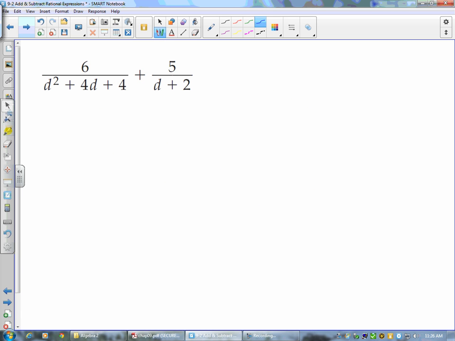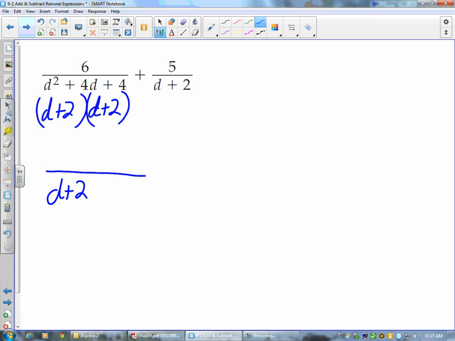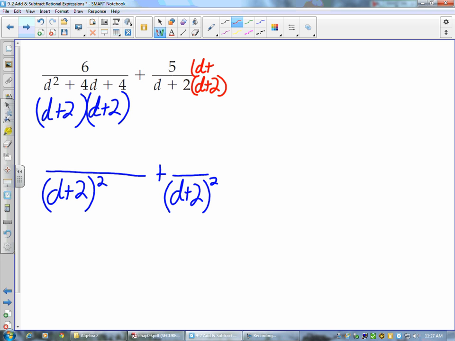So if we have lots of polynomials on the bottom, find your parts. Your parts are going to be items factored. So let's call this a d plus 2 and a d plus 2. And obviously this is just a d plus 2. So my common denominator will be a d plus 2 squared. Plus over here will be a d plus 2 squared. So what I need to multiply in this is another d plus 2 over d plus 2.